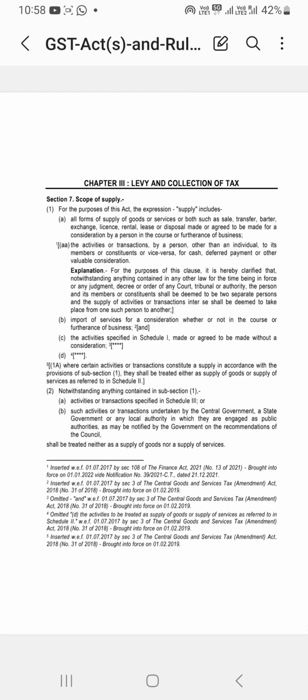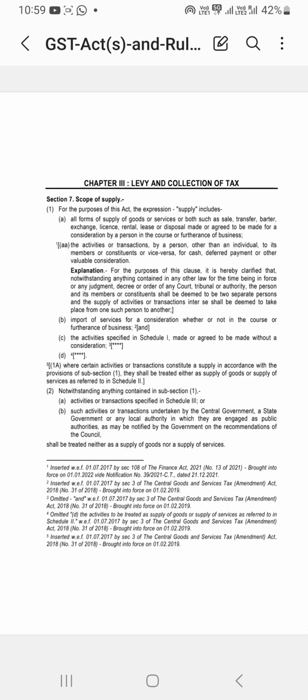So now it was substituted by a new clause, that is clause (1A), whereby certain activities or transactions considered as supply in accordance with the provisions of sub-section 1 shall be treated either as a supply of goods or a supply of services. That means it has to pass the test mentioned in Section 7(1), would be considered as a supply, and then we would look into Schedule II.